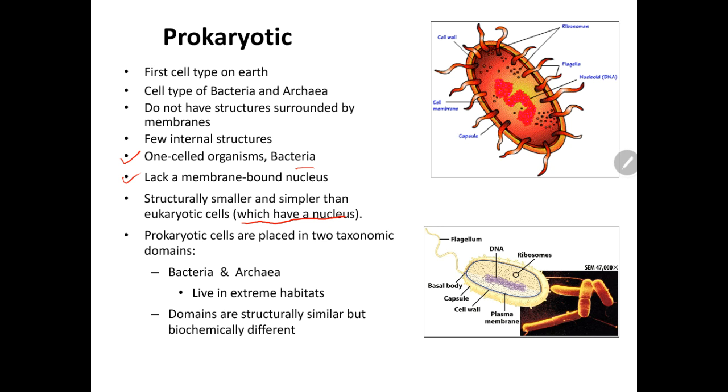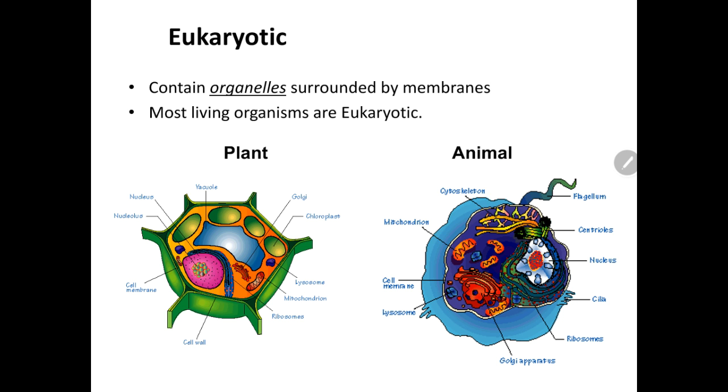So eukaryotic cells have a nucleus. Prokaryotic cells are placed in two taxonomic domains: bacteria and archaea. The two domains are structurally similar but biochemically different. Eukaryotic cell. A eukaryotic cell contains organelles surrounded by membranes. Most living organisms are eukaryotic.